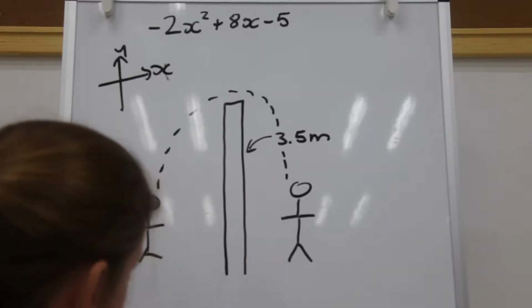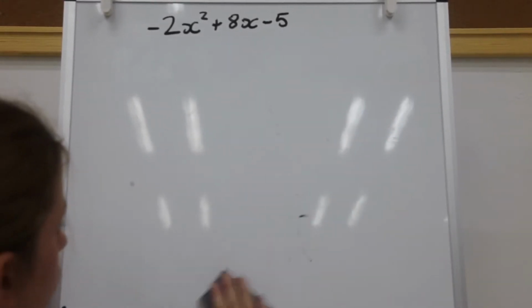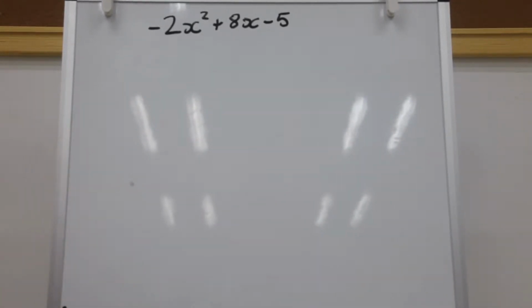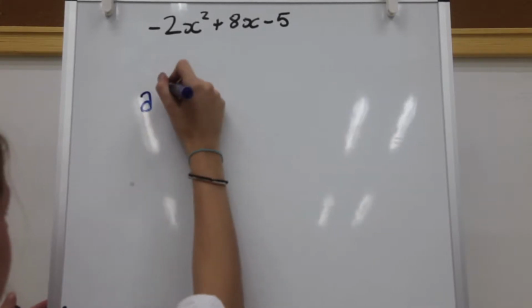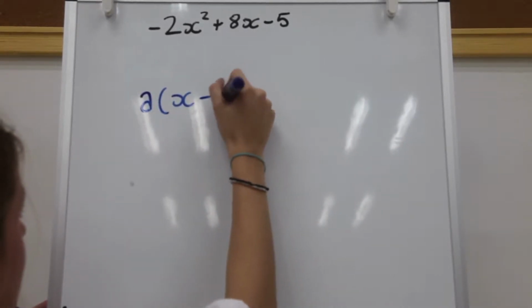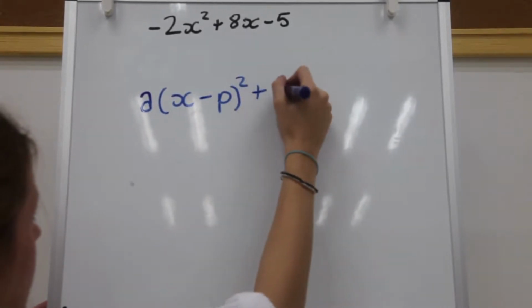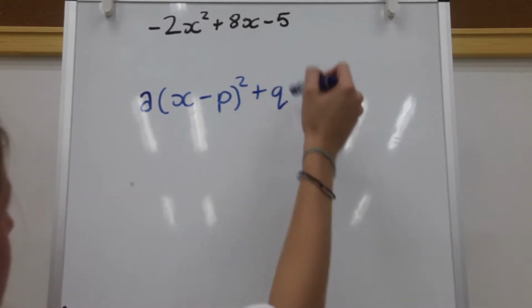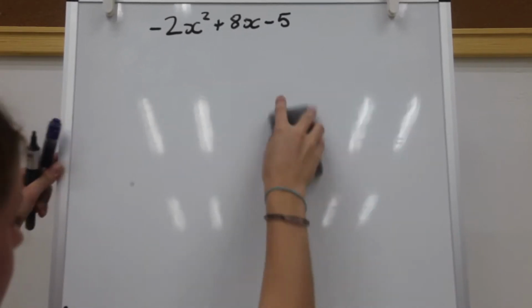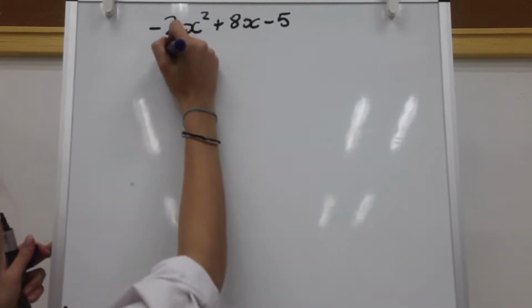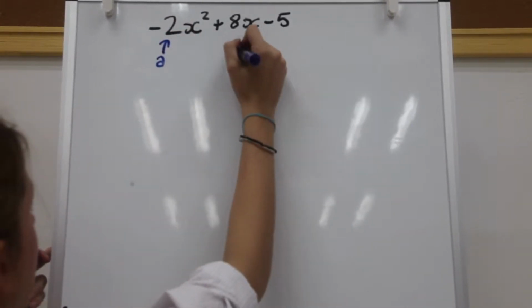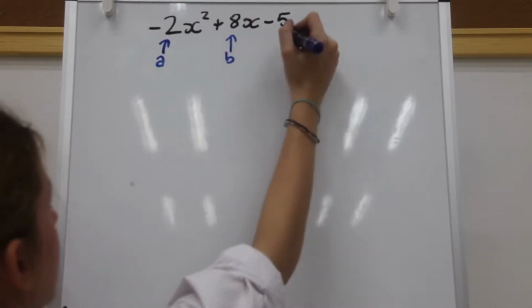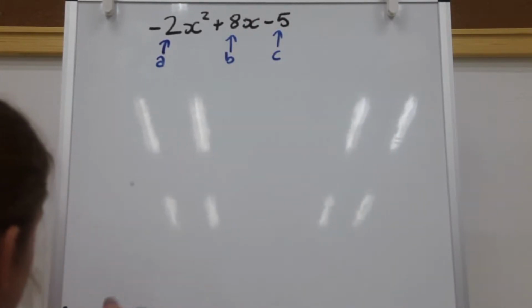I'm going to change my equation from standard form to vertex form because, duh, I need to find the vertex. So vertex form is written as this. I'm going to change that to this. -2 represents A, 8 represents B, and -5 represents C.